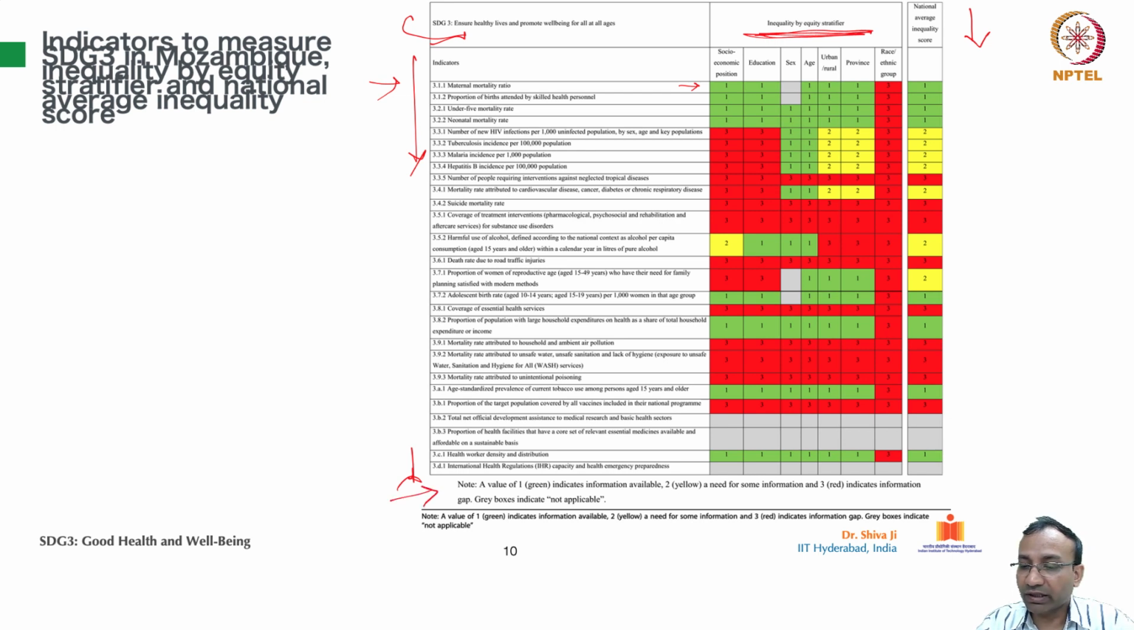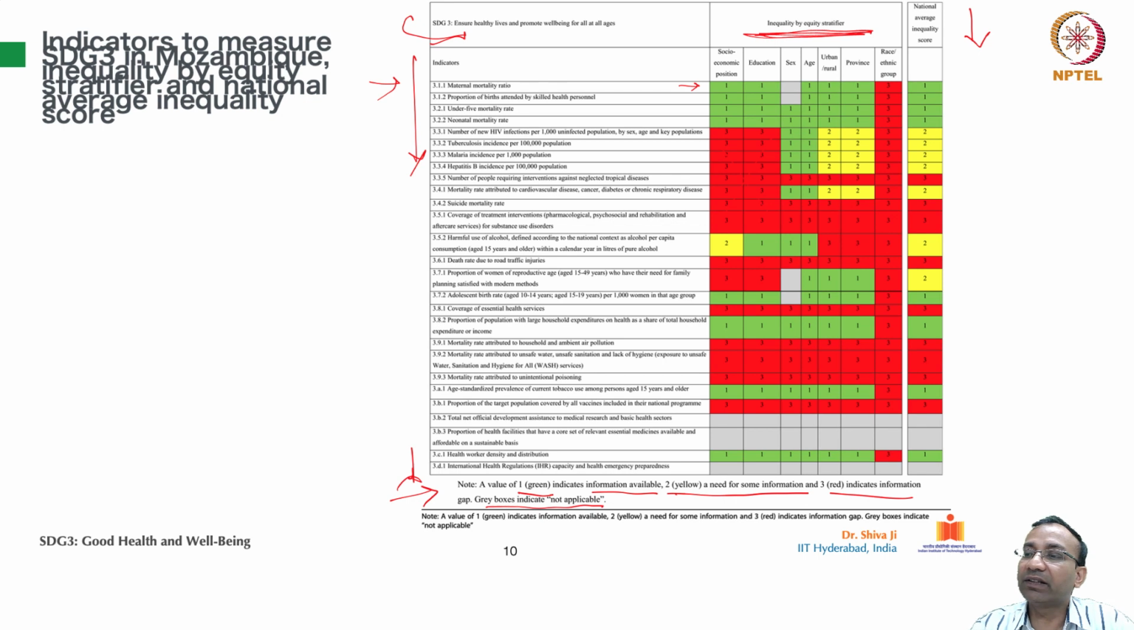So you see this note, what it says: a value of 1, green, indicates information is available. 2, yellow, needs some information, like incomplete data. 3 means there is a data gap, no data is available. Gray boxes include not applicable. So red means no data available.